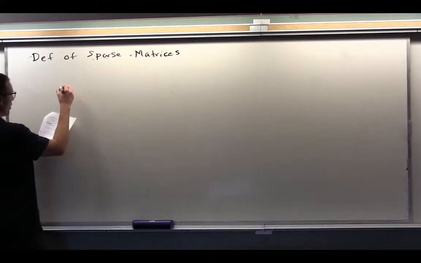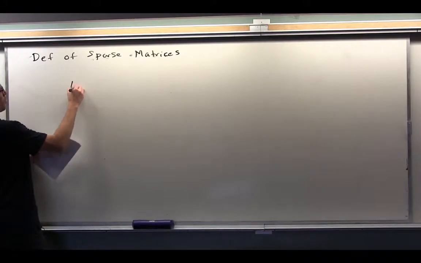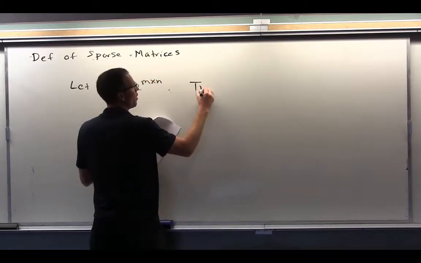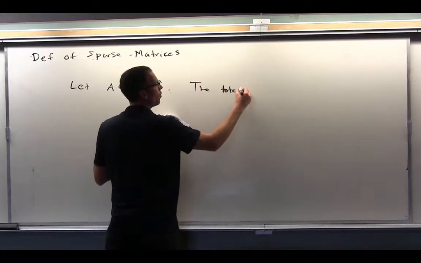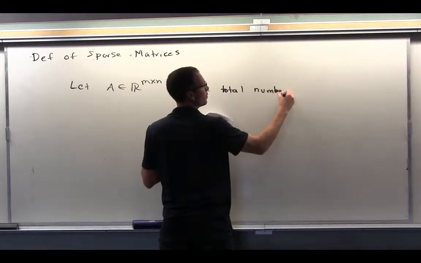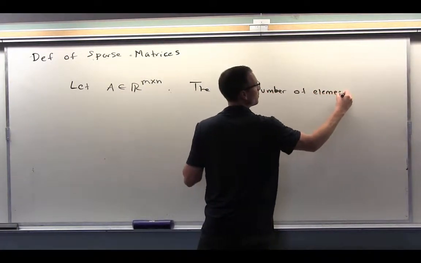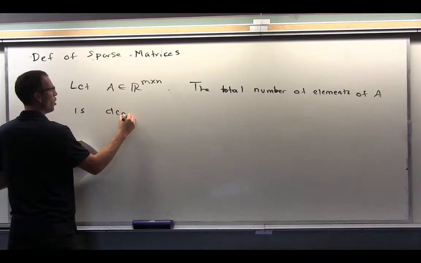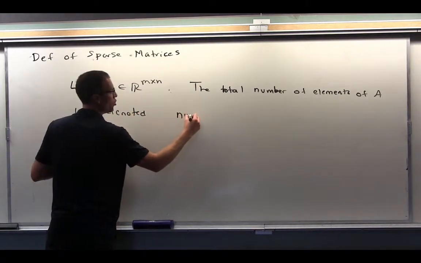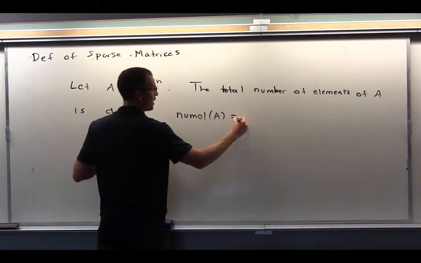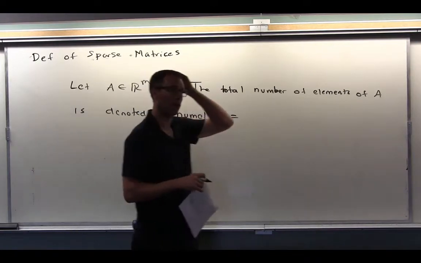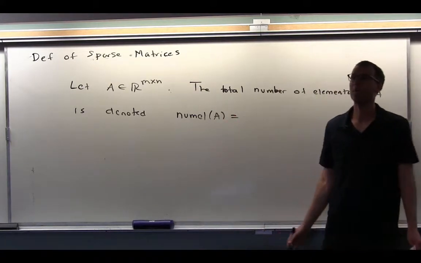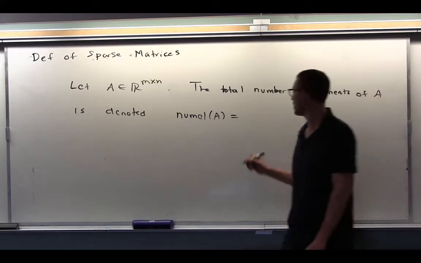Okay, so the definition of a sparse matrix. Let A be an element of R^(m by n). The total number of elements of A is denoted numel of A, and this is indeed a MATLAB function. So if you were to type in numel of a matrix A, it would tell you the number of elements. Could you guess, if I have m rows and n columns, how many elements I have? m times n.